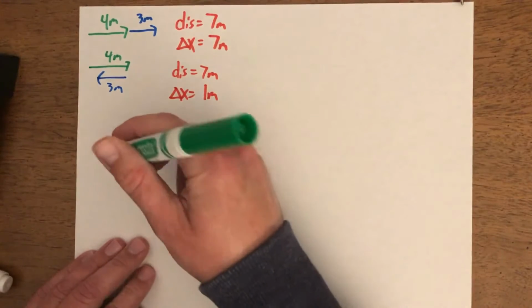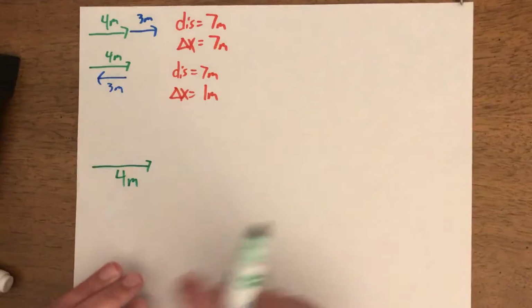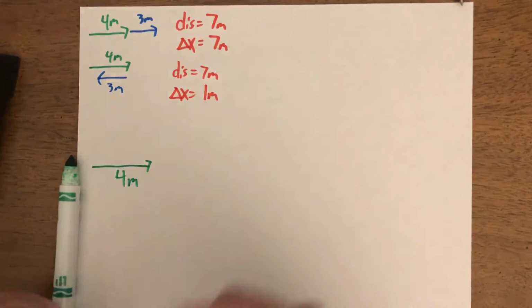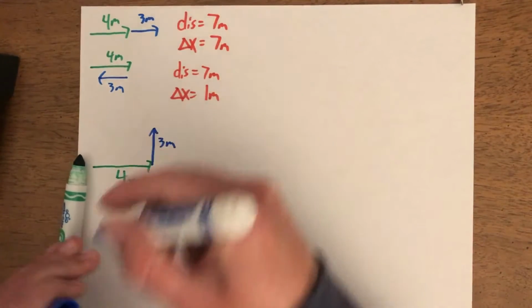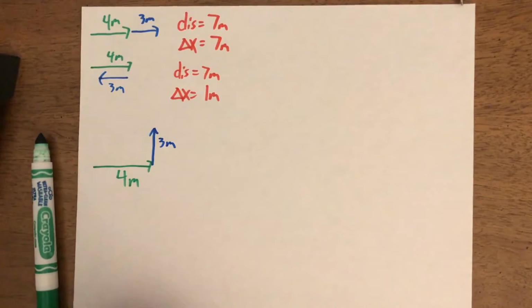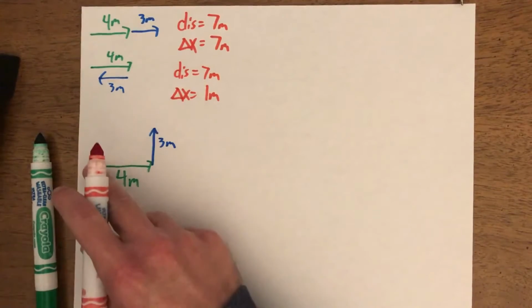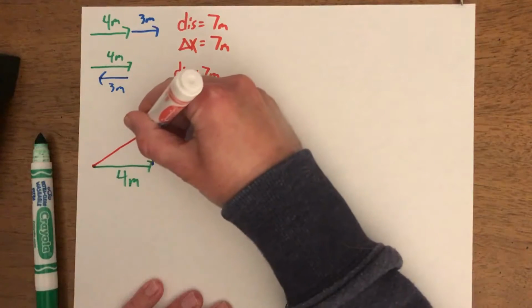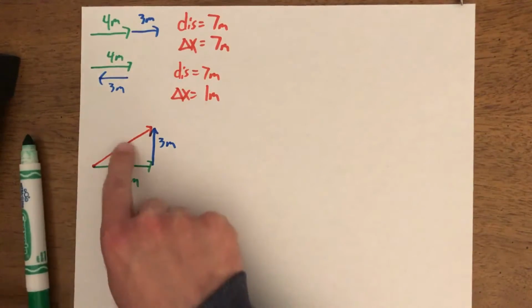But what if we walked 4 meters, and I'm going to make it a little bit bigger here so you can see it a little bit more easily. What if we walked 4 meters to the east, let's say, or right, and then we walked 3 meters to the north or up or whatever? What would be our displacement then? Well, the same rule still applies, that displacement is the distance from our starting point to our ending point. So this represents our displacement.